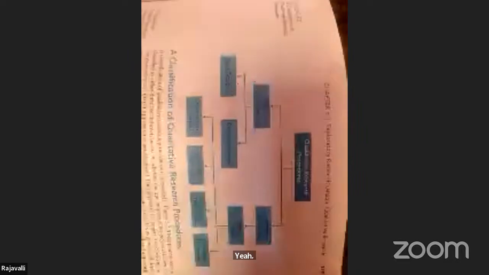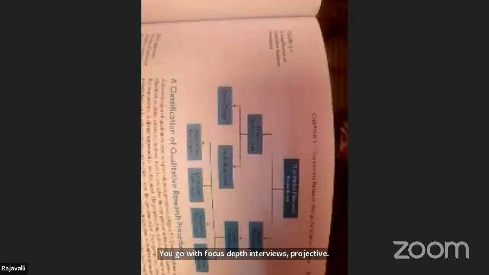qualitative research procedures, you have direct and indirect. In direct, you go with focus groups, depth interviews, projective techniques. In the indirect, we have association, completion, construction, and expressive techniques.